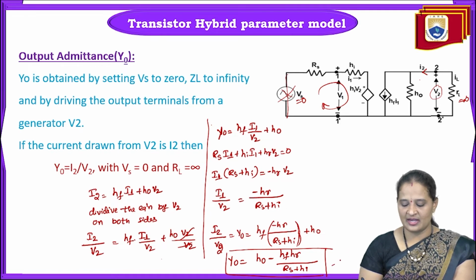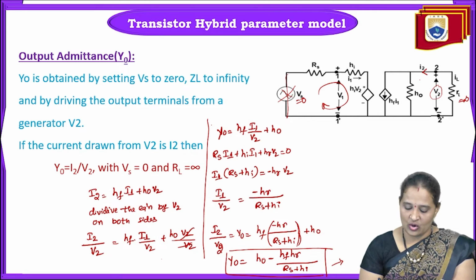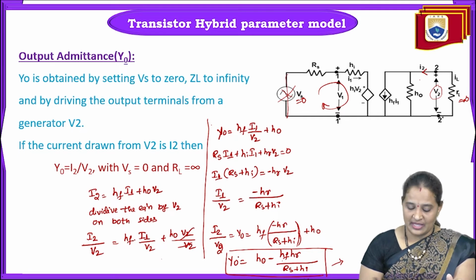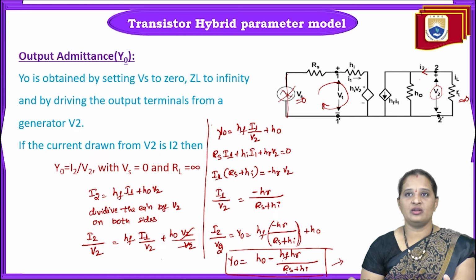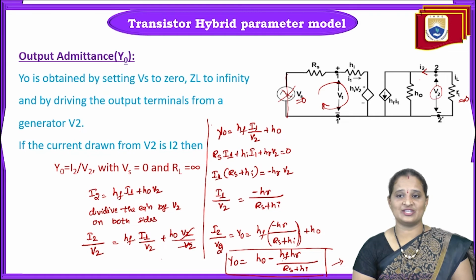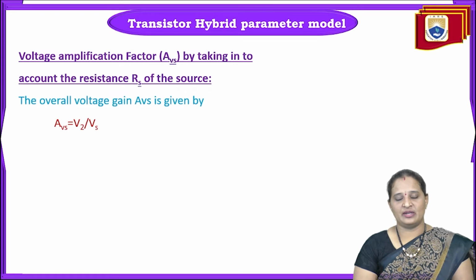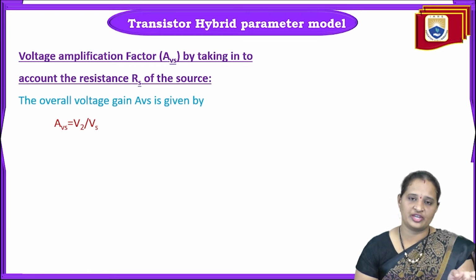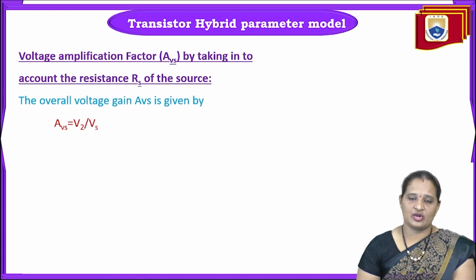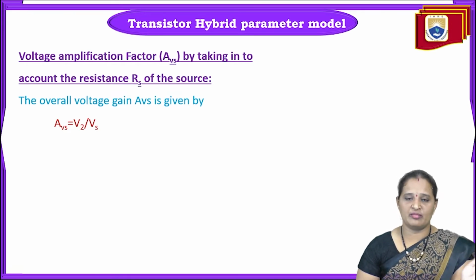That means we can say that Y0, the output admittance, purely depends on Rs, because all these are H parameters, which are constants for each and every transistor. So this is the output admittance equation, HO minus HF HR by Rs plus Hi. When calculating the output admittance, we should keep in mind to make Vs equal to 0 and RL infinite. By considering RL as infinite, V2 will now drive the circuit because we made Vs 0.